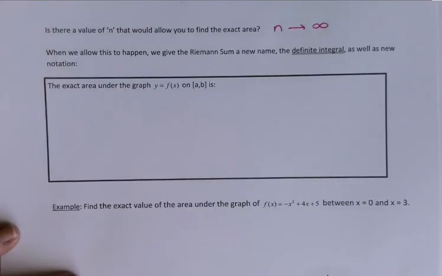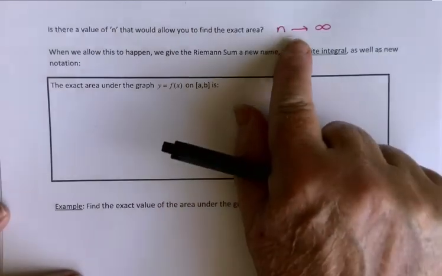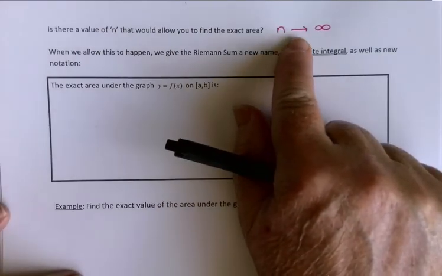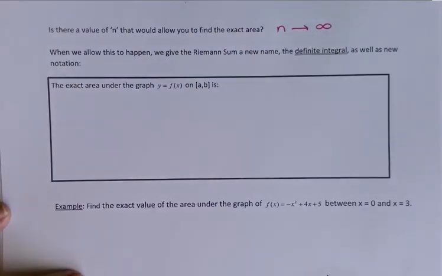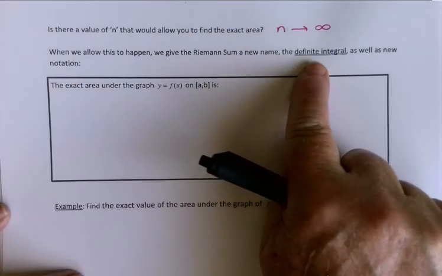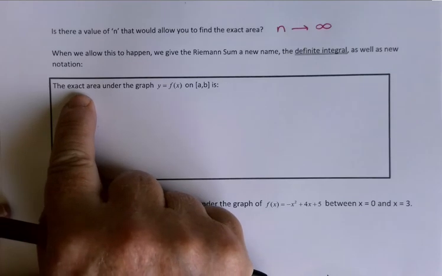And when we do this, we give our Riemann sum a new name. We say that if we take the limit of the Riemann sum as the number of rectangles approaches infinity, we have what's called the definite integral. We've got some new notation for this. Okay, so I'm going to summarize all this in this box.